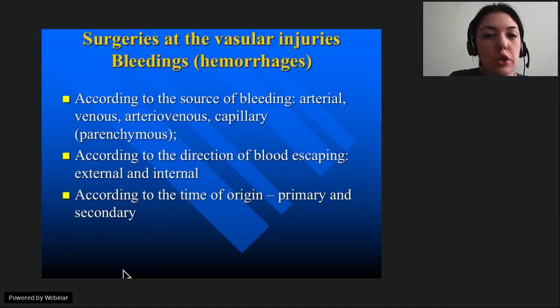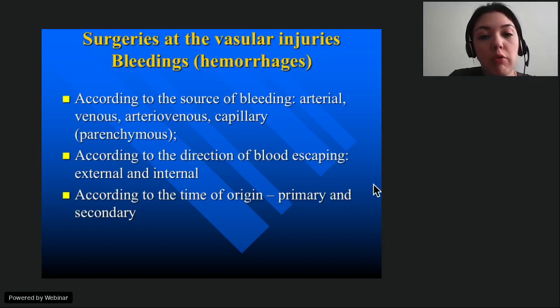Okay, so surgeries at the vascular injuries. So in case of bleedings, yes, or hemorrhages, first of all, we have to know the source of bleeding. According to the source of bleeding, all of them are divided into arterial, venous, arteriovenous, and capillary or parenchymous. And so methods of bleeding arrest will be different depending on the source of bleeding.